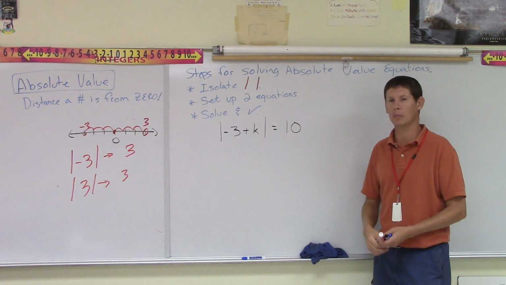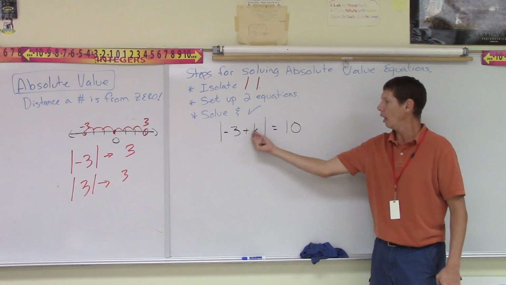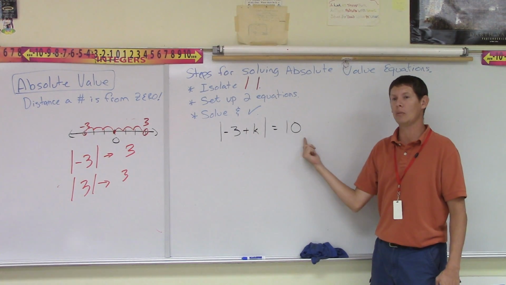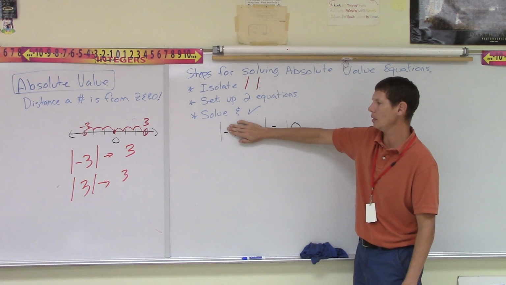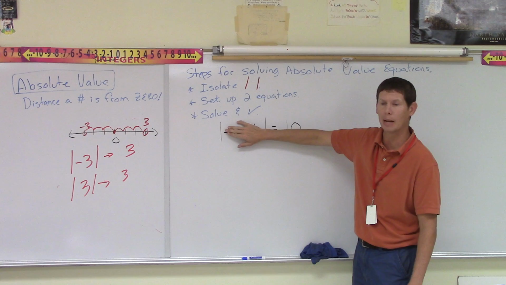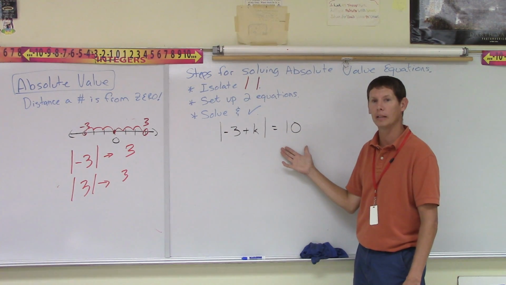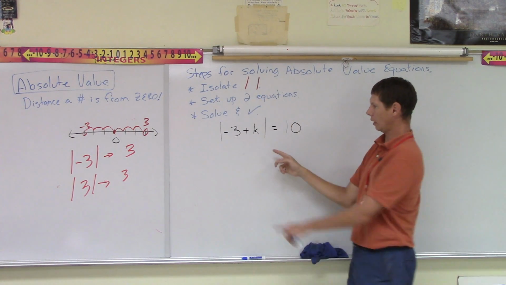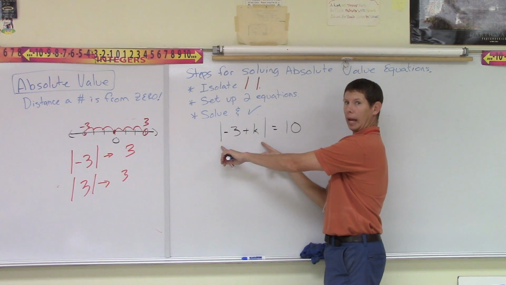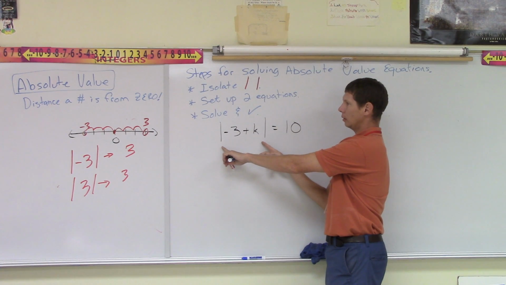So here's the first problem on your notes. We have the absolute value of negative 3 plus k equals 10. What that's saying is, think about it. This is some number. So what numbers have an absolute value of 10? Step 1, isolate the absolute value. Absolute value is isolated. There's nothing added, subtracted, or multiplied to it.